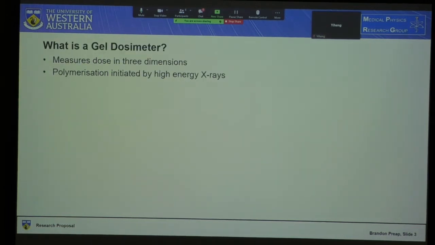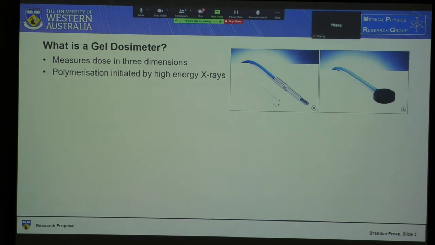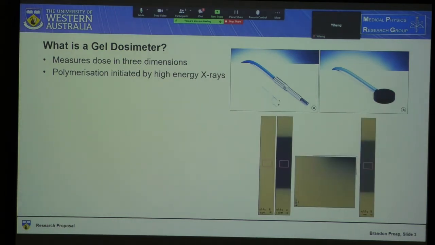So for a bit of background, a gel dosimeter is a chemical dosimeter that can measure dose in 3 dimensions, and this is initiated through something called free radical polymerization. Unlike ion chambers, which is the Farmer type they've got here and the parallel plate here, that only measure dose in 1 dimension, or film that measures dose in 2 dimensions. Fun fact, both of these are used in TRS 398, if you're wondering.